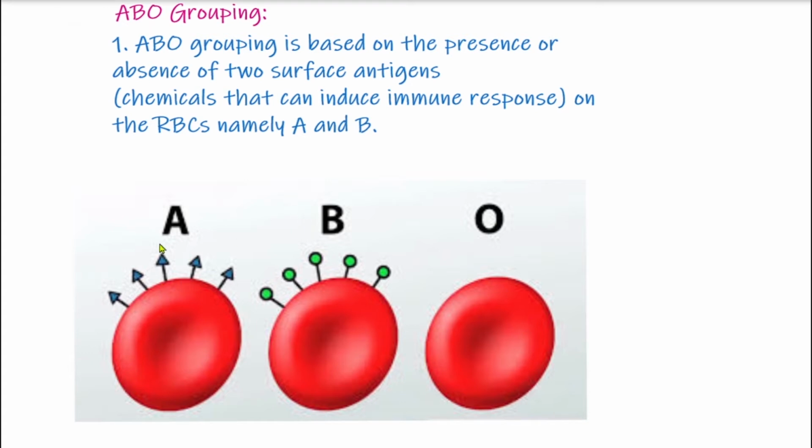And what are these antigens? Antigens are the chemicals which can induce an immune response. Students, as you know, antigens are any substances or particles which can stimulate the immune response of the body, which can stimulate our defense system to produce antibodies. So there are two antigens, A and B, on the surface of RBCs.